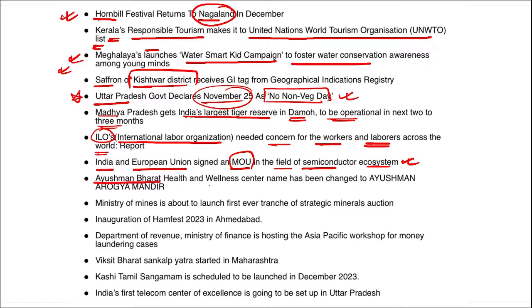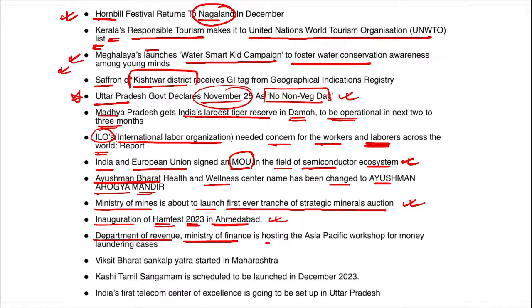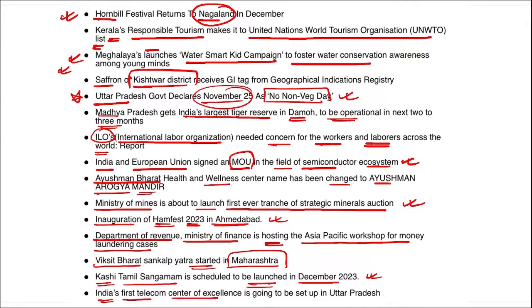Next is Ayushman Bharat Health and Wellness Center, whose name has been changed to Ayushman Arogya Mandir. Next is Ministry of Mines is about to launch the first ever tranche of strategic mineral auction. Then inauguration of Hemfest 2023 held in Ahmedabad. Then the Department of Revenue, which comes under the Ministry of Finance, is hosting the Asia Pacific workshop for money laundering cases. Next is Viksit Bharat Sankalp Yatra started in Maharashtra. Next is Kashi Tamil Sangam is scheduled to be launched in December 2023. Then India's first telecom center of excellence is going to be set up in UP, that is Uttar Pradesh.